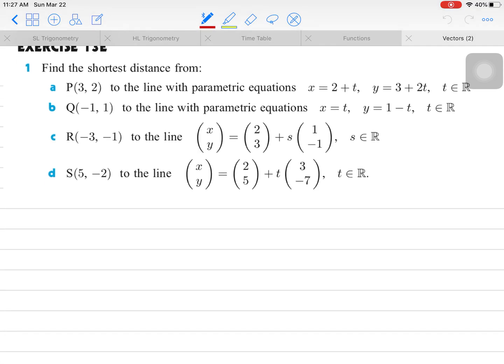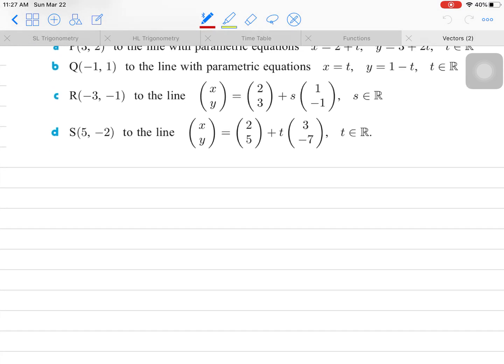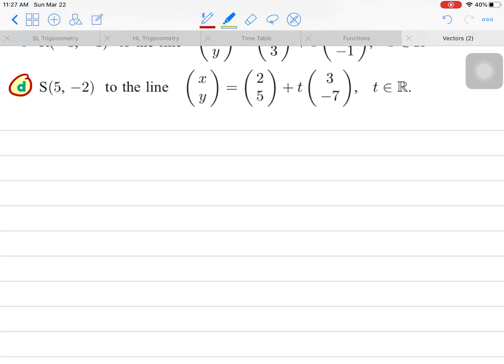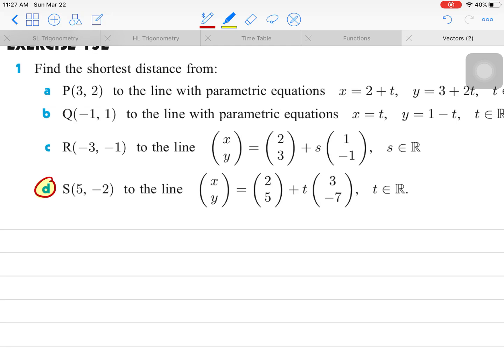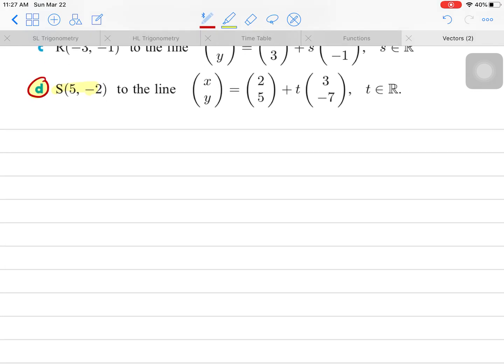Let's try one more question. Maybe D, question D. So look at this question D. I have a line given to me and a point, and the question says find the shortest distance from S to this line. So I'll draw a line first.